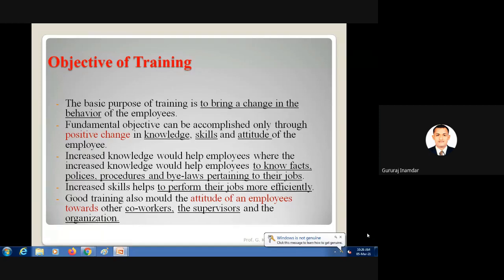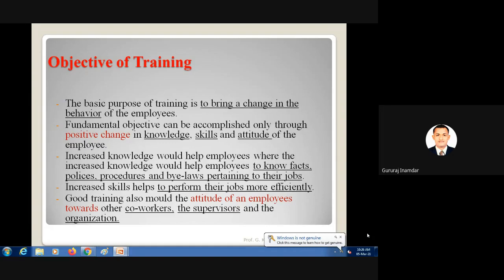Increased skills help to perform their job more efficiently, definitely. How much training we are giving, how much skills we are providing, according to that, definitely the performance of the job will be efficient. So overall it depends on training.